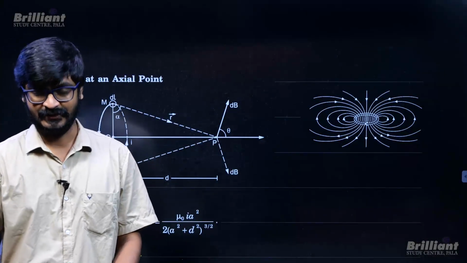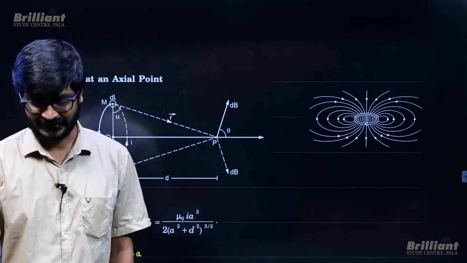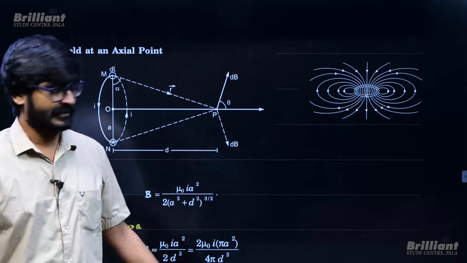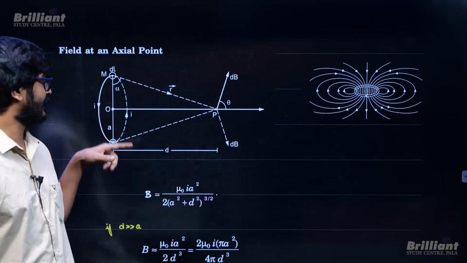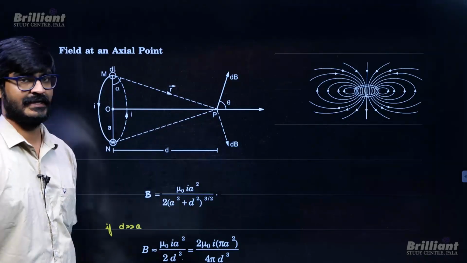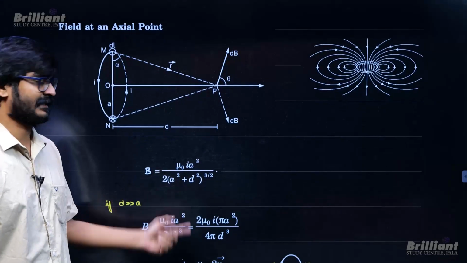Hi kids, now we'll be looking into this chapter, magnetism and matter. Anyway, we'll start with whatever we already know. So you already know if there is a current carrying ring and you want to find the magnetic field there, you already know the formula, something like this.